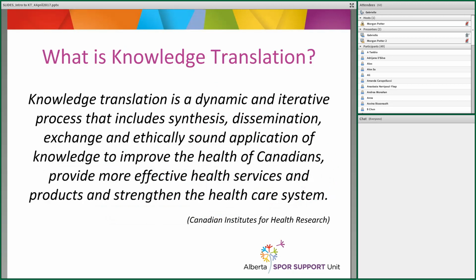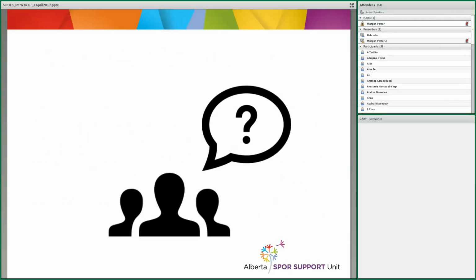So what exactly is knowledge translation? The Canadian Institutes of Health Research, or CIHR, defines it as a dynamic and iterative process that includes synthesis, dissemination, exchange, and ethically sound application of knowledge to improve the health of Canadians, provide more effective health services and products, and strengthen the healthcare system.